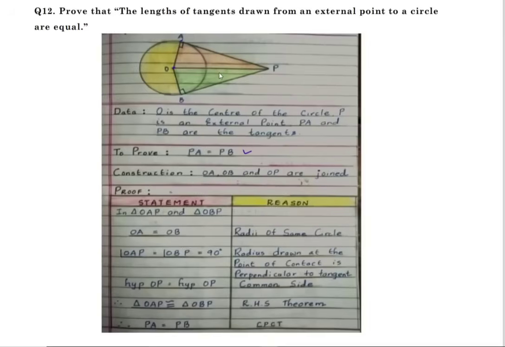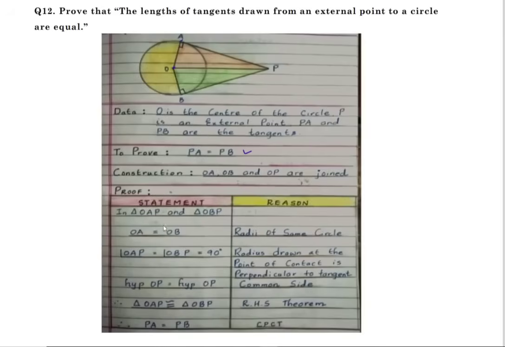That's it. So if you write figure, data, to prove, and construction, at minimum you will get 1 mark for this. So students, first when you are writing the theorem, write down the figure. Next, data. How should you write the data? The data should be written by looking at the figure: O is the center of the circle, P is an external point, PA and PB are the tangents. To prove: PA equals PB, that is, the lengths of the tangents drawn from an external point to a circle are equal. Construction: OA, OB and OP are joined.